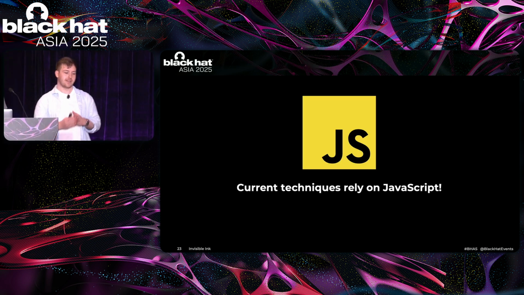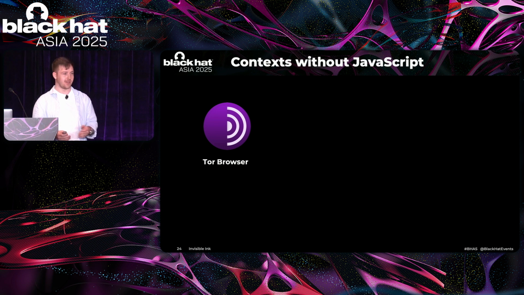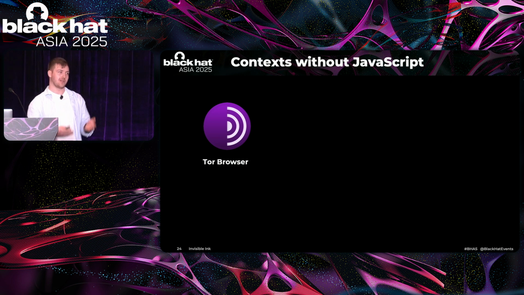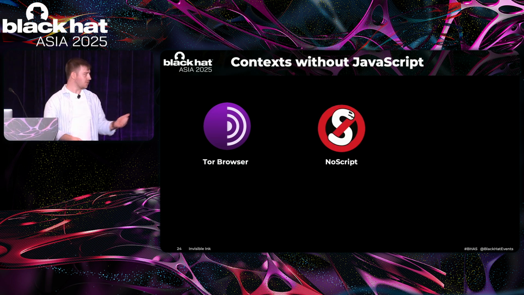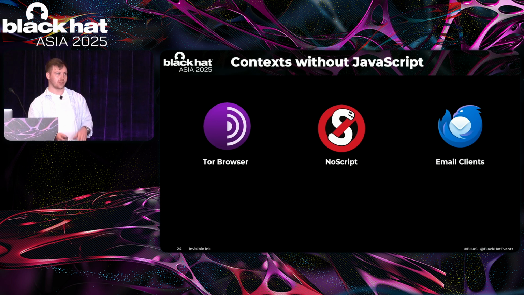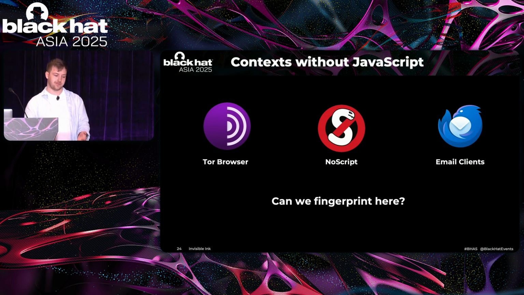So the thing here is that current techniques largely rely on JavaScript. But there are also some contexts where JavaScript is just not available. One prominent example that many of you will probably know is, for example, the Tor browser, where you have different privacy levels that you can choose, and the higher you go, the more restricted scripting languages like JavaScript are. Then there's also the NoScript plugin that I teased earlier, where you can fine-granularly control which JavaScript is executed and which is blocked. And interestingly, you also have HTML emails, which are rendered by email clients. And here you don't have JavaScript, but the big question obviously is also, can we also fingerprint here?